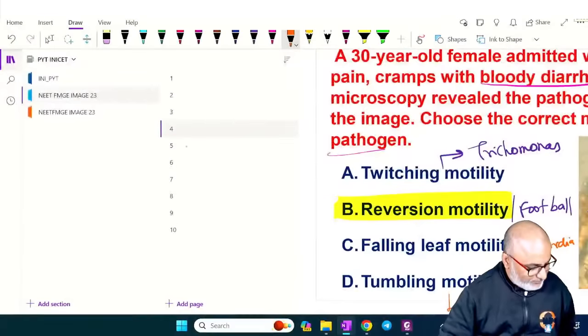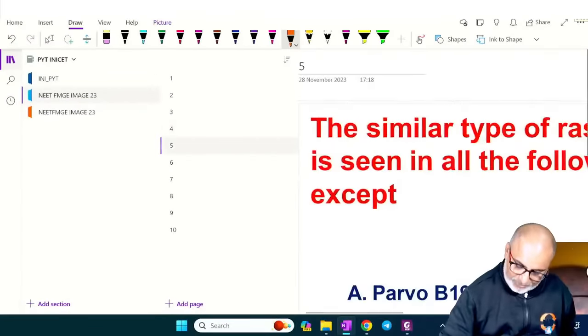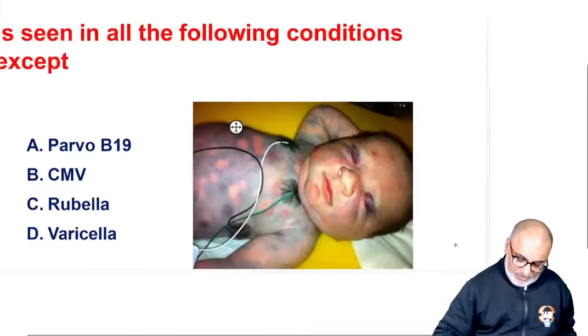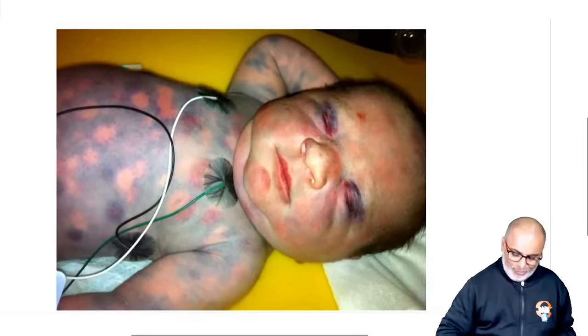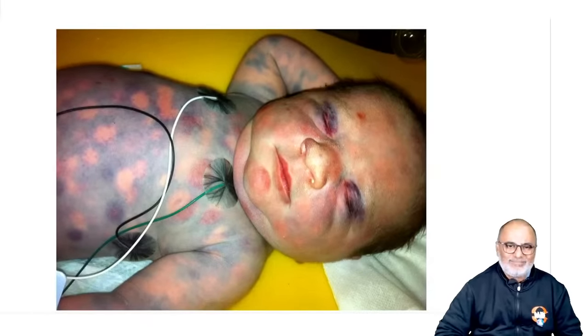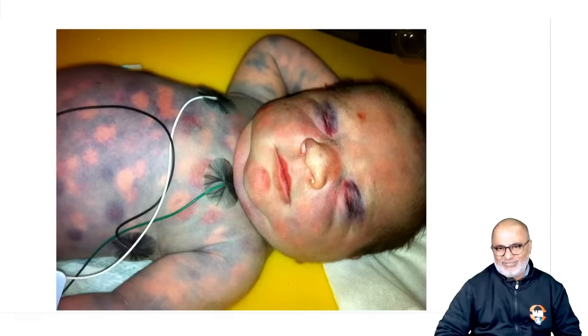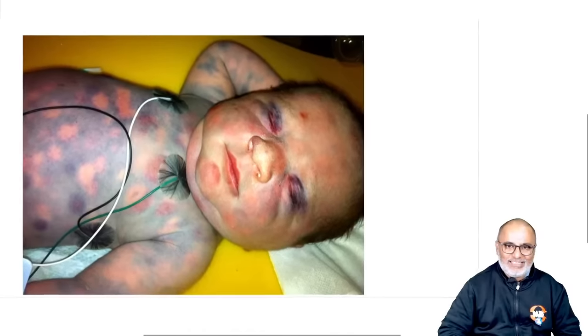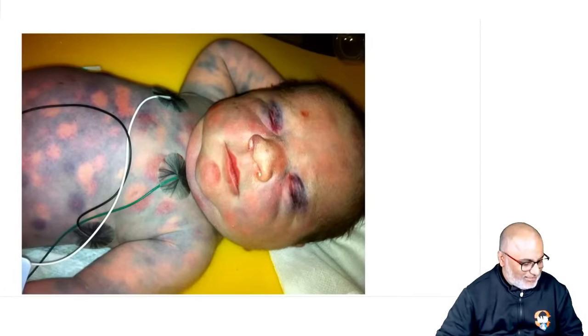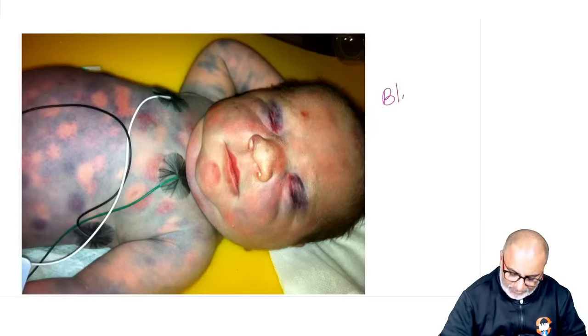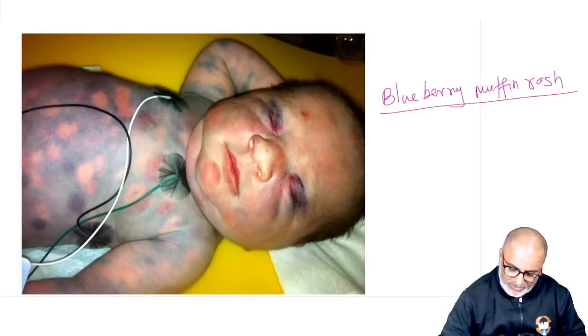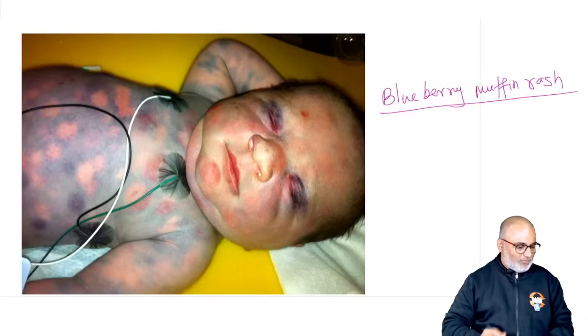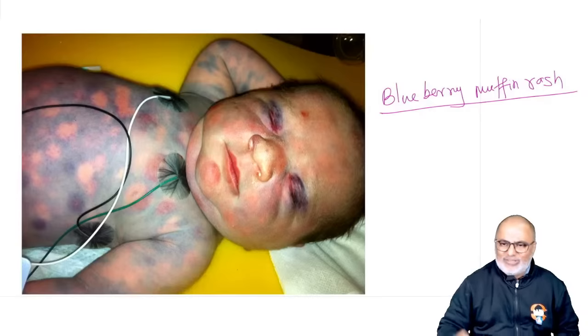Next is. Yeah, first we'll see the picture. What comes to your mind? How does the rash look like? This is a typical rash. How can people describe the rash? Yes, this is called blueberry muffin rash. Yes, Anushka, beautiful, perfect. Blueberry muffin rash, that's all.